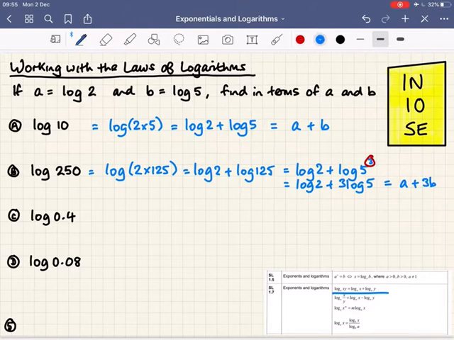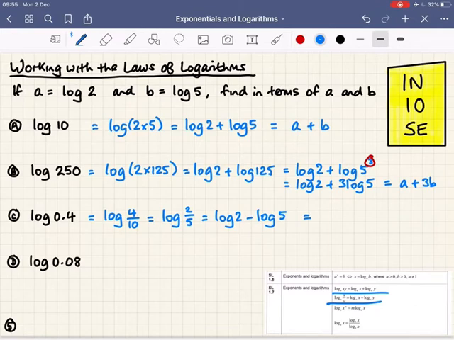Log of 0.4, don't be scared by the fact that it's a decimal. My knee-jerk reaction whenever I see a decimal is to put it into fractional form, because then it's easier to see a pattern in numbers. So this is log of 4/10. Doesn't really help me in terms of 2 and 5, but I do know that if I simplify the fraction, I would get log of 2 over 5. And then this has opened up the question. Log of 2 over 5, using the second of the rules on the formula sheet, is log of 2 minus log of 5. And sure enough, that's in terms of a and b now. A minus b.